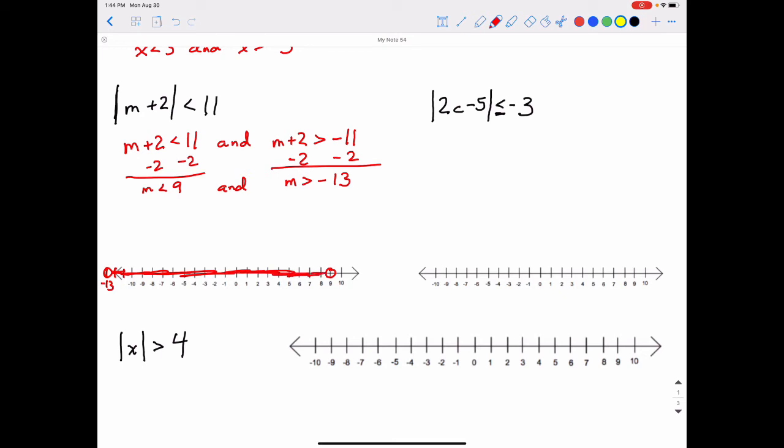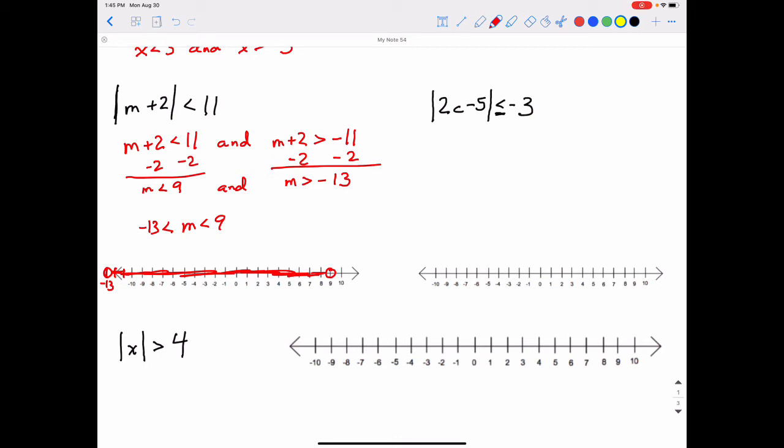Remember that sometimes "and" inequalities can be rewritten with both inequalities pushed together. So that would be negative 13 is less than m, which is less than 9. And again, notice that both the arrows are pointing to the left because, just like a number line, the smaller numbers are to the left. So the smaller number, the negative 13, is to the left. It's less than m, less than 9.